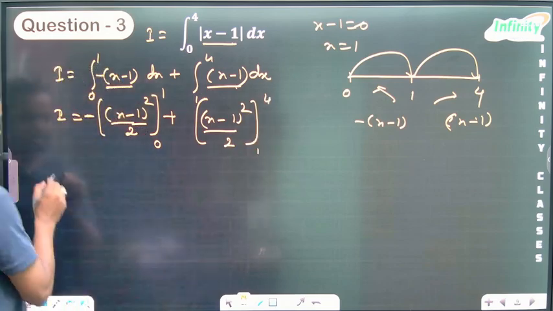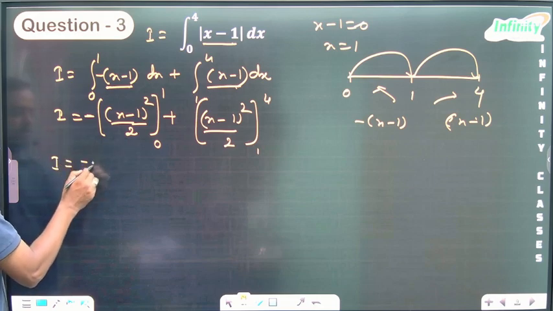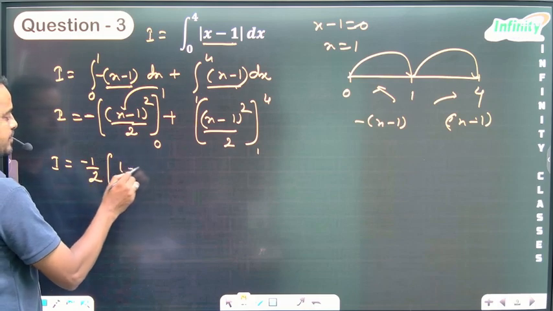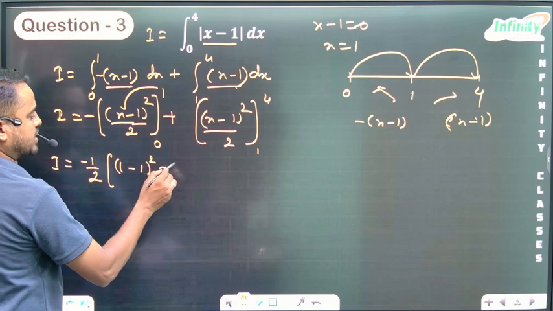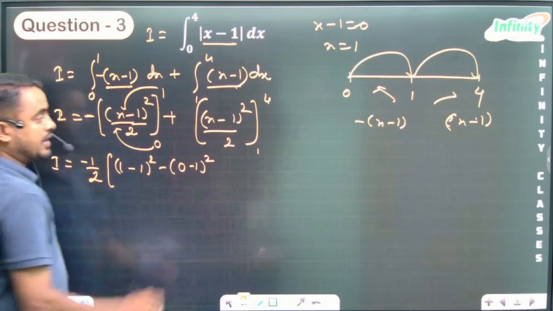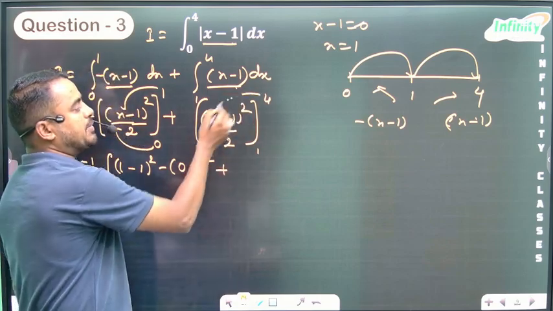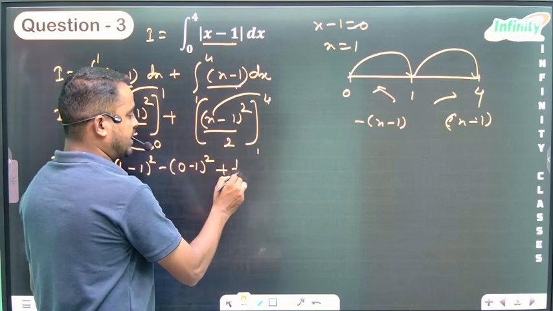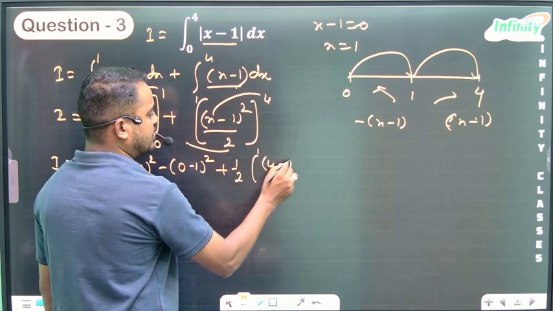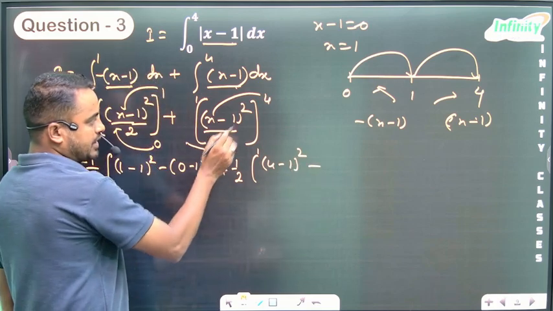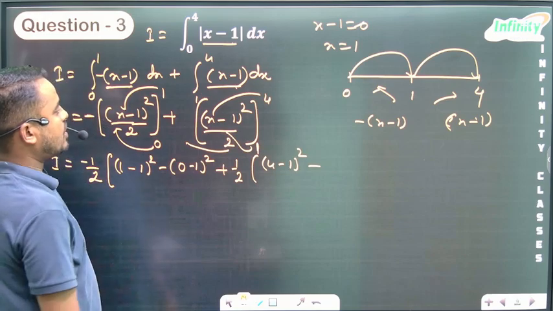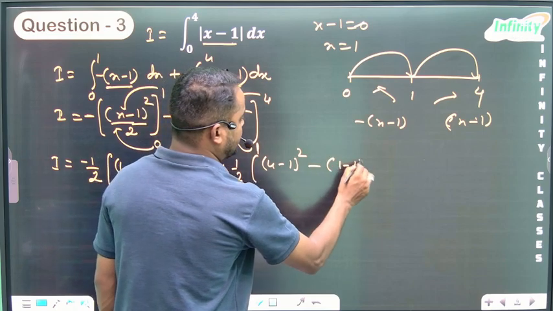Now by taking this 2 outside, that is minus 1 by 2. Then substitute the upper limit here, that is 1 minus 1 whole square, then minus of the lower limit, that is 0 minus 1 whole square. Then plus, taking 1 by 2 outside, substitute the upper limit here, that is 4, 4 minus 1 whole square. Then minus of the lower limit, what is the lower limit here? 1, so 1 minus 1 whole square.